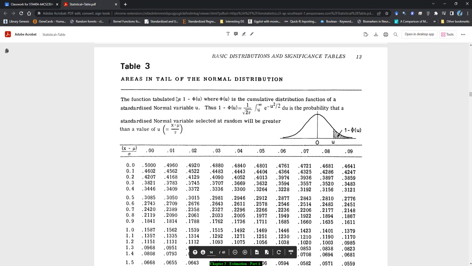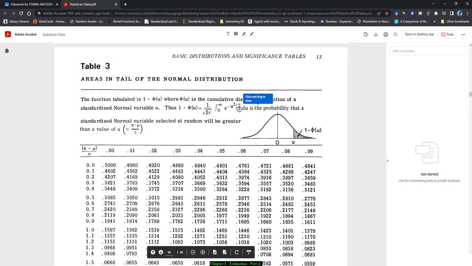This is table number 3, page number 13. You can download the statistical table from my Google Classroom, and it's also available on my website. We're looking into table number 3, the area integral of the normal distribution. Every time you want to use the table, you need to read the instruction first.